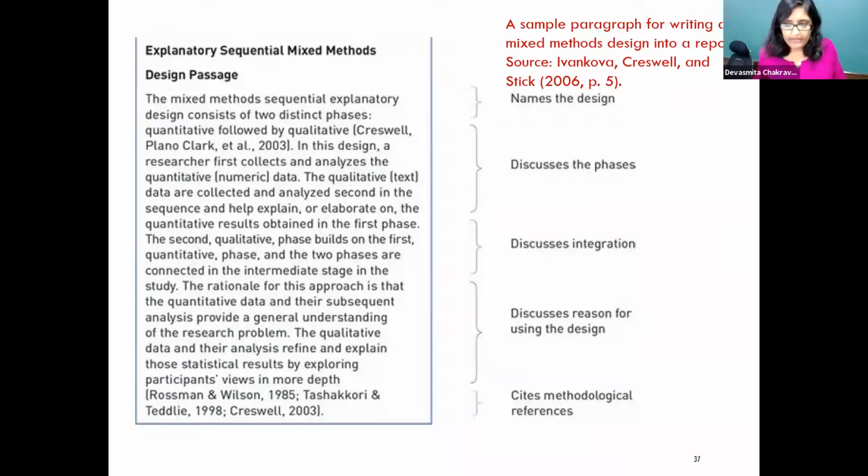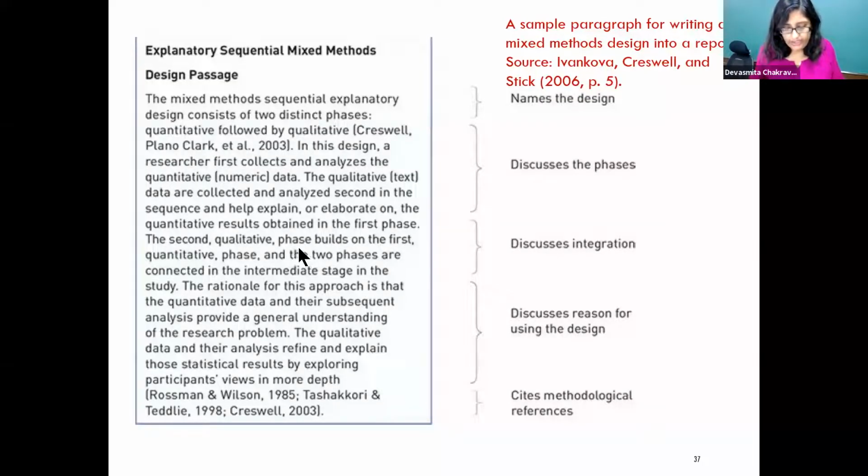So I'm reading out the paragraph now. The mixed method sequential explanatory design consists of two distinct phases: quantitative followed by qualitative. Cite. In this design, a researcher first collects and analyzes the quantitative data. The qualitative data are collected and analyzed second in the sequence and help explain or elaborate on the quantitative results obtained in the first phase.